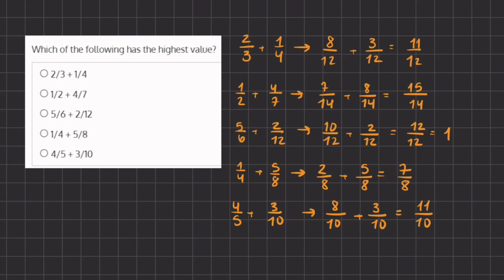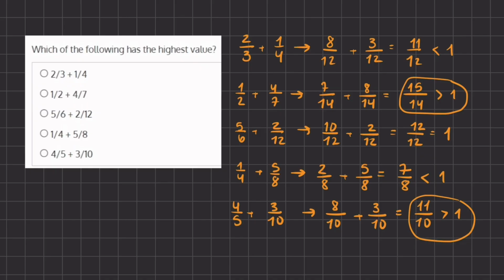Alright, so now we know that 11/10 is greater than 1, 7 divided by 8 is less than 1, we have 12/12, which is exactly 1, 15/14 is also greater than 1, and 11 divided by 12 is less than 1. So if we want to find the highest value, we want to take a look at 11/10 and 15/14 because they are both greater than 1, and all the other values are less than or equal to 1. Now let's take a look at 15 divided by 14 and 11 divided by 10.